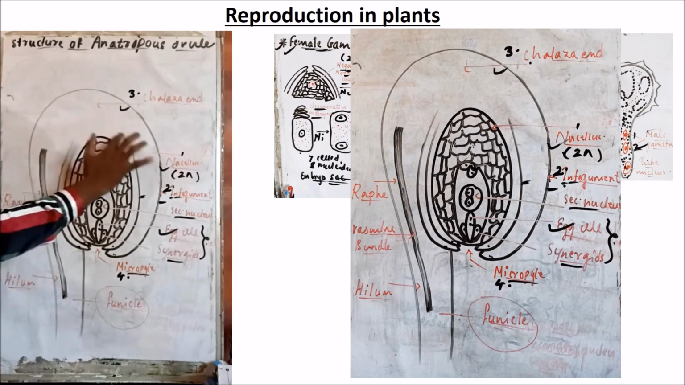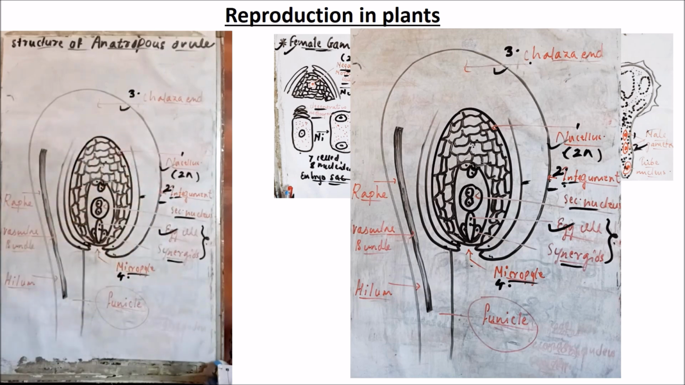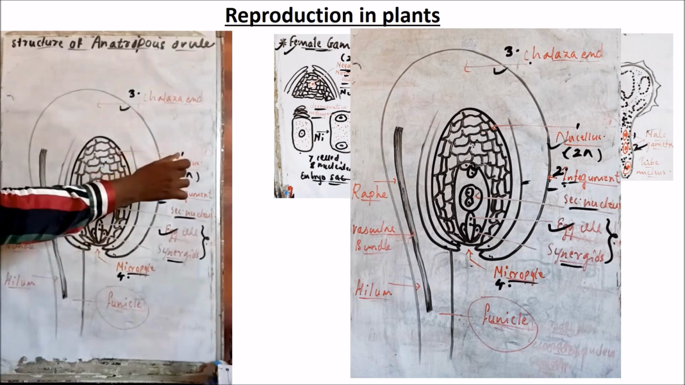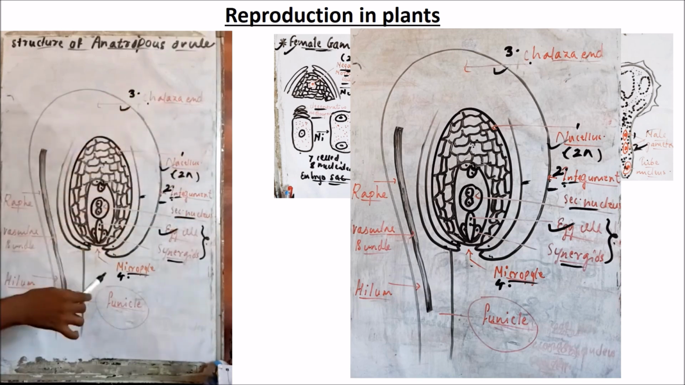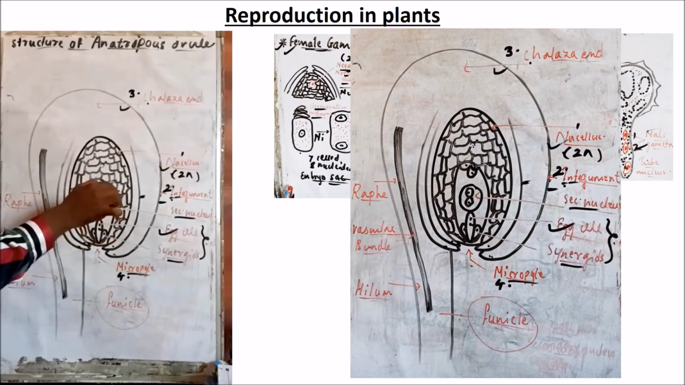So this is the structure of the entire body of the ovule, which is made up of the following parts: nucellus, integument, chalazal end, micropyle, and the embryo sac or the female gametophyte, which is a 7-celled, 8-nucleate structure.